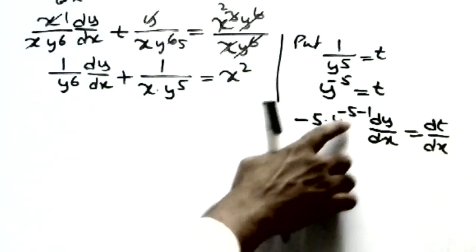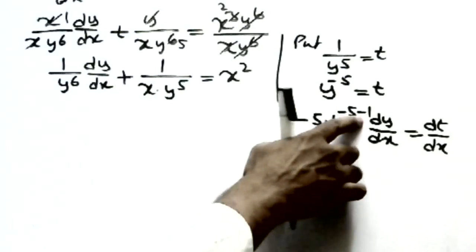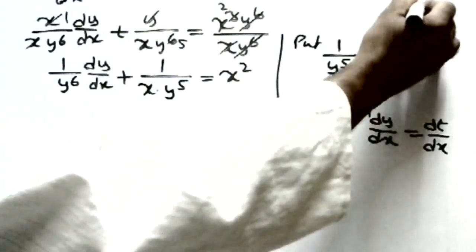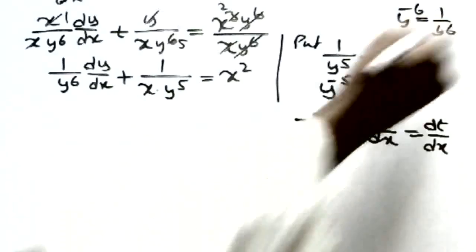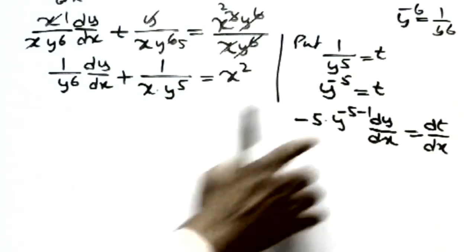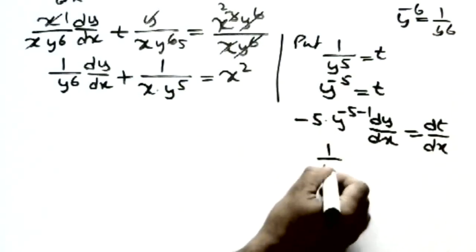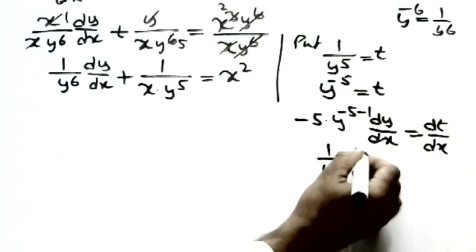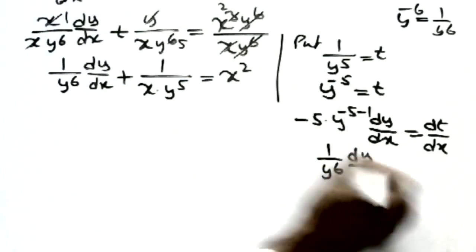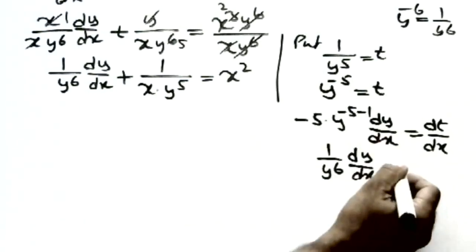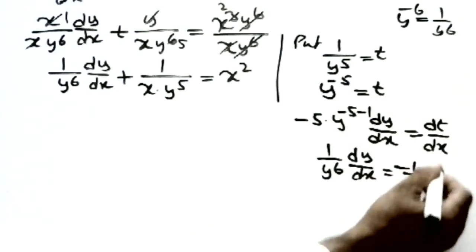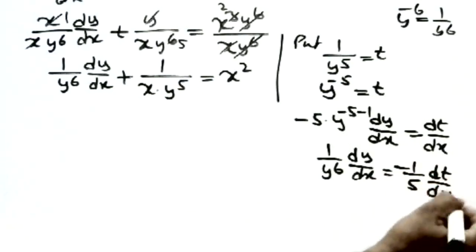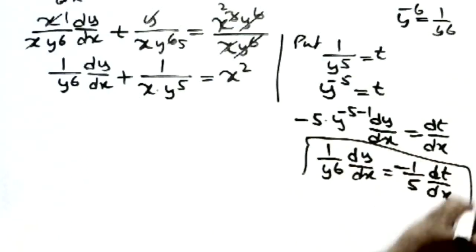Now bring this minus 5 here, it will be divided. Now this is y power minus 6. Y power minus 6 we can write 1 by y power 6, so 1 by y power 6 dy by dx. Now we brought this minus 5 here, it will get divided: minus 1 by 5 dt by dx.